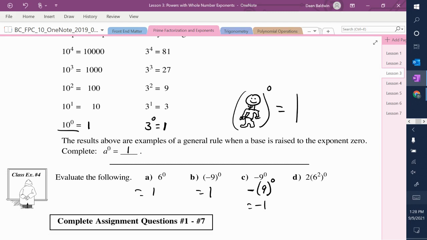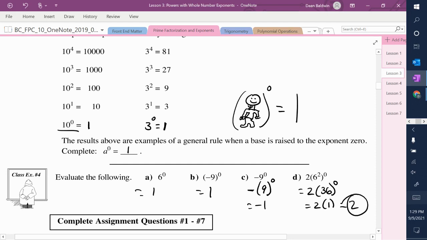What's 6 squared? 36. So this would be 2 times 36 to the 0. Anything to the 0 power is 1. So then this becomes 2 times 1, which is 2.